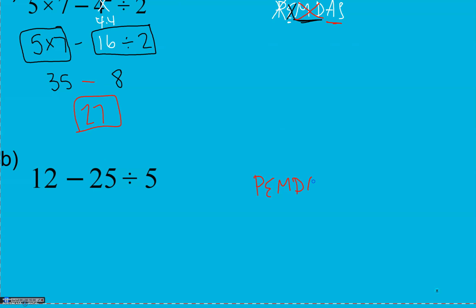Again, feel free to stop this and give it a try if you'd like. No parentheses, no exponents. Multiplication and division we have though. So we're going to divide first and get 5. Bring down the rest of our problem. All I have left is subtraction, and I get 7.